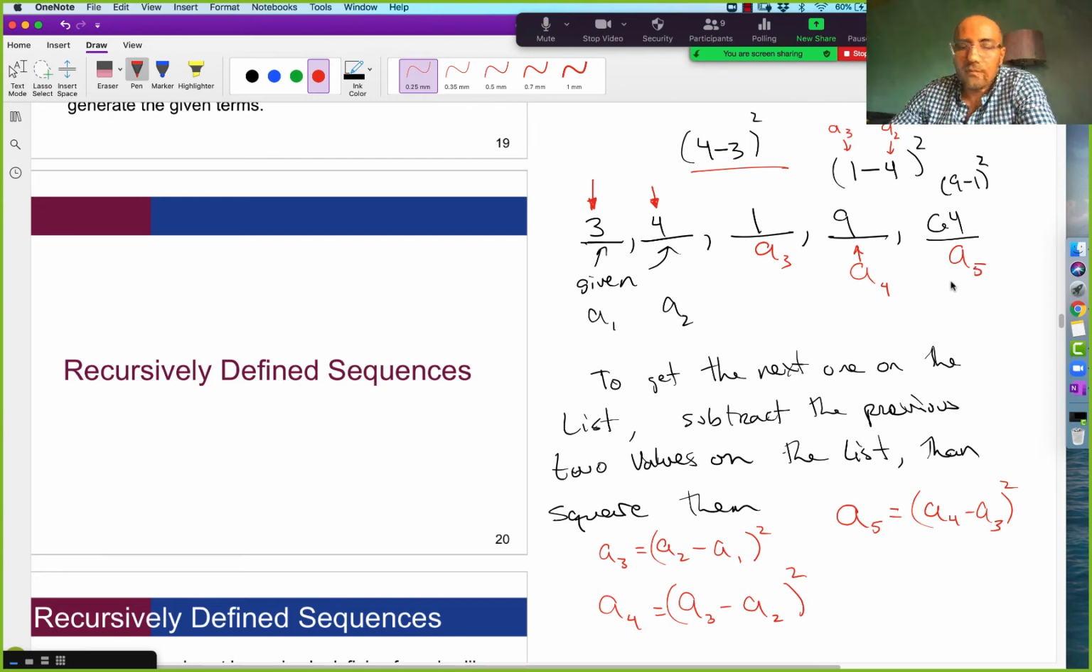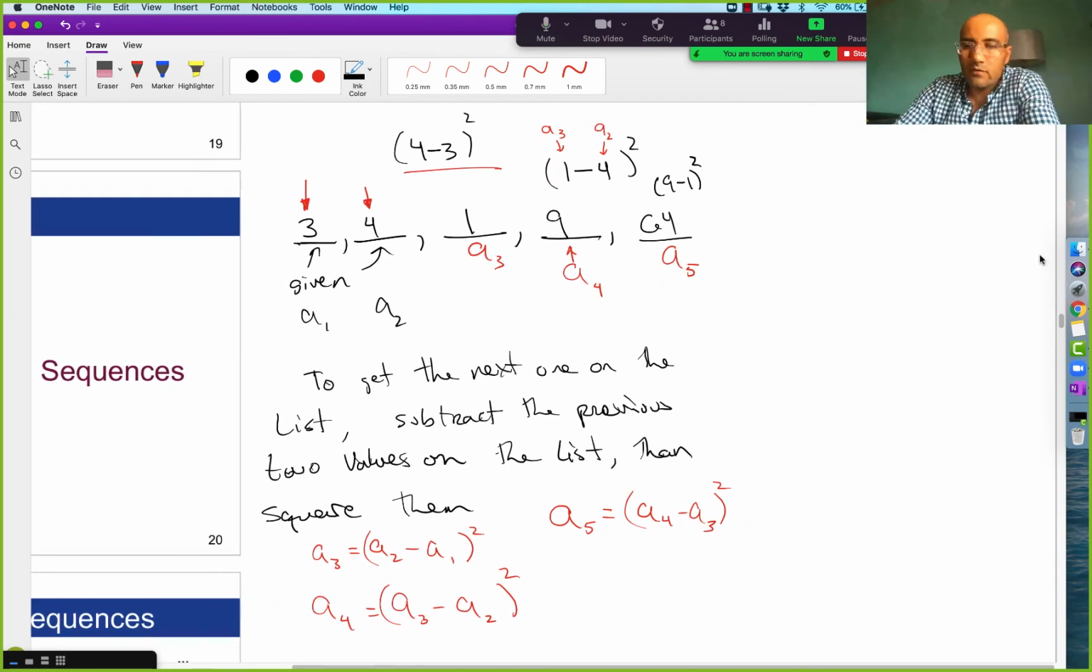Good. Okay, well then in general, if I keep going, eventually I'll find the nth one. Let's scoot over here a little bit. If I kept going, dot, dot, dot, eventually there would be the a sub nth one over here. And how do you find the value of the a sub nth one? Well, you need to know the two numbers that came before it, right?